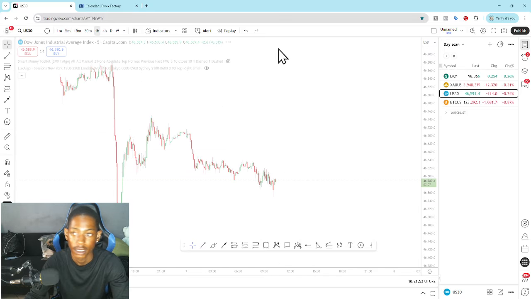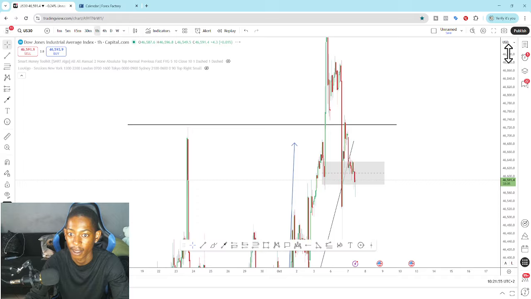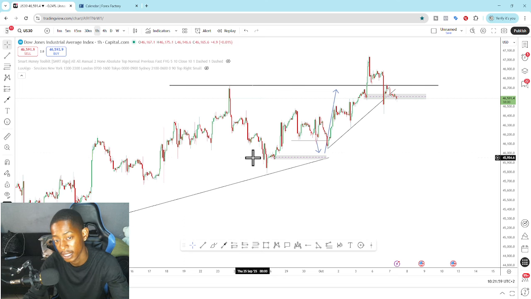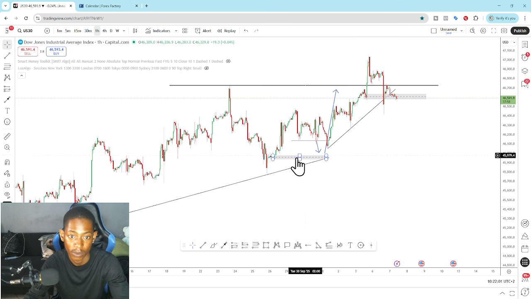So let's see, US30. Okay, more like the same thing with gold, how we saw it previously. Remember I did mention that at first we initially were somewhere around here, price pushed up when it was still here. I even shared this in the Telegram groups.